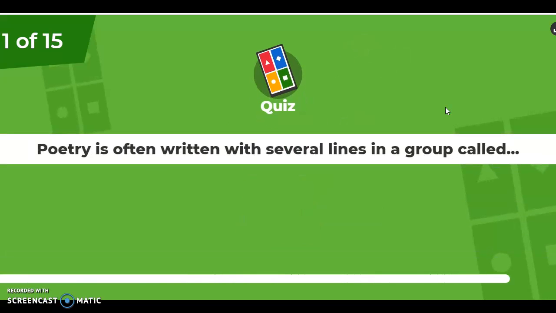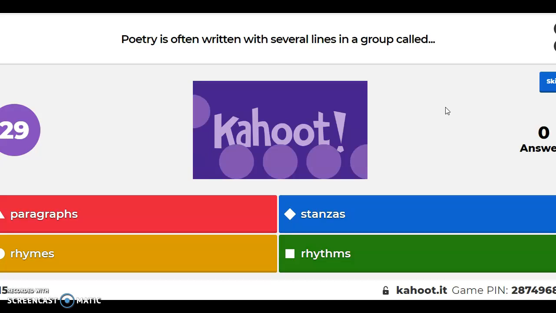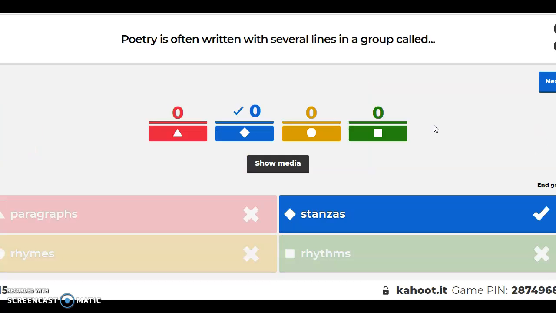Poetry is often written with several lines in a group called paragraphs, stanzas, rhymes, or rhythms. You can write your answers on a sheet of paper or in your reading notebook. And then you're going to take a picture of it and upload it to this assignment. So the answer here is stanzas.